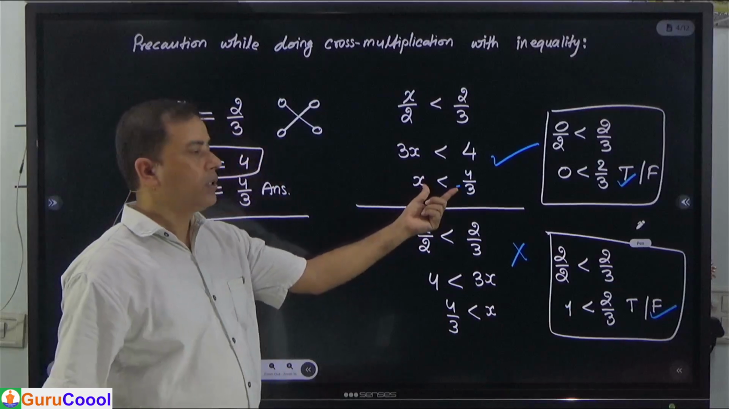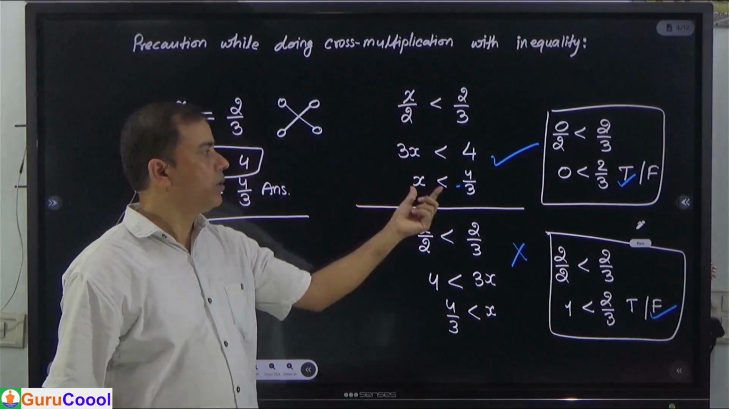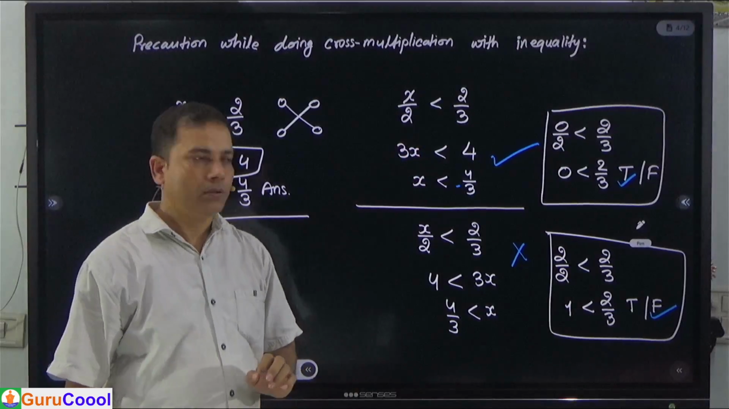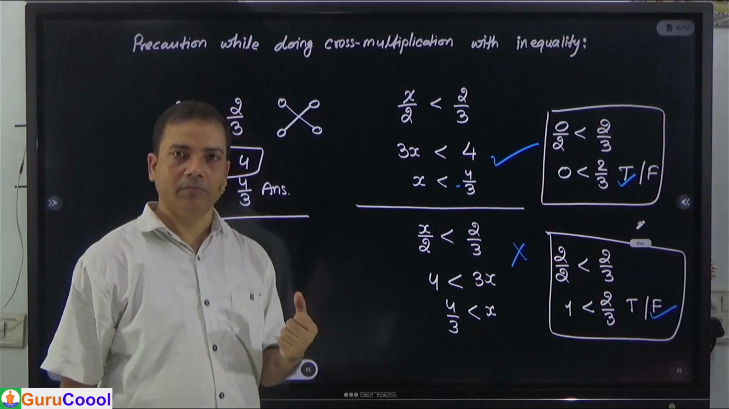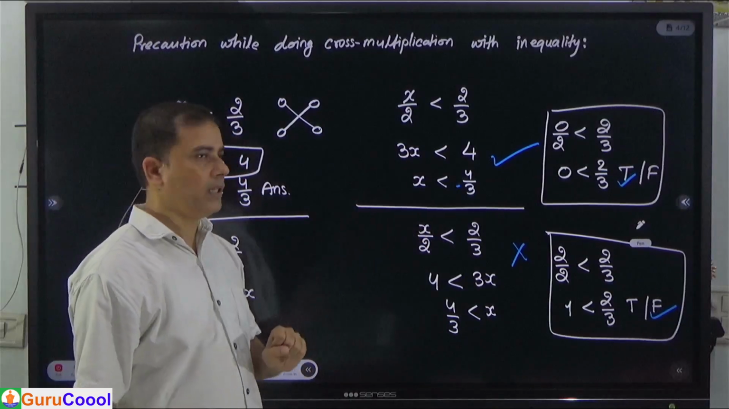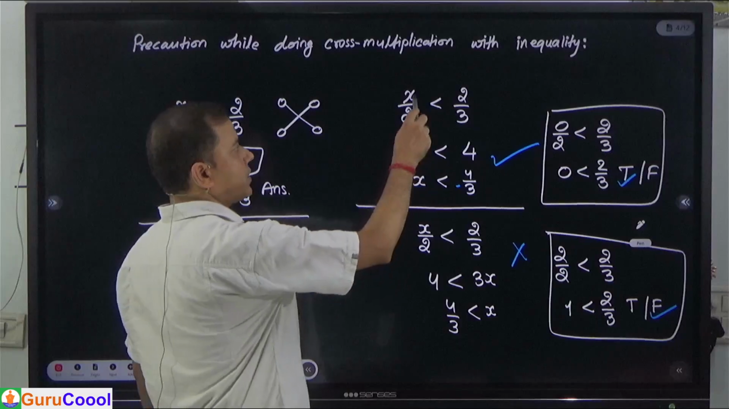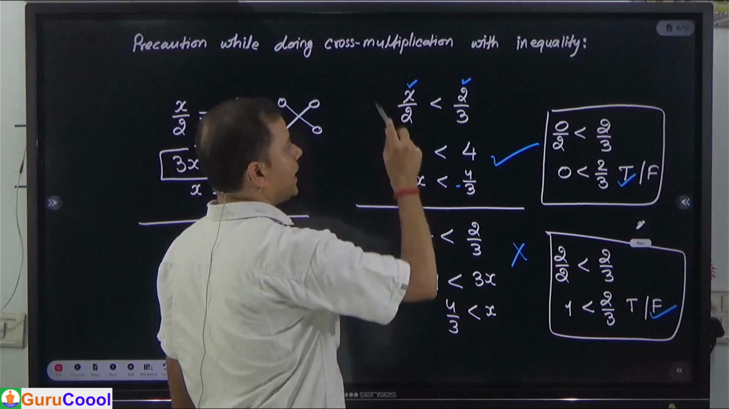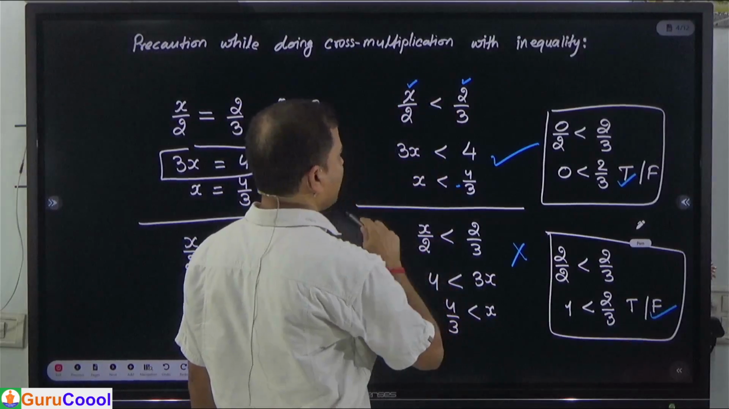The first solution is satisfying the inequality, so it is correct. But how to know, how to identify what is the difference between them? Let me tell you. Stick to the numerator part. The numerator part should be on the same side where they are presently.